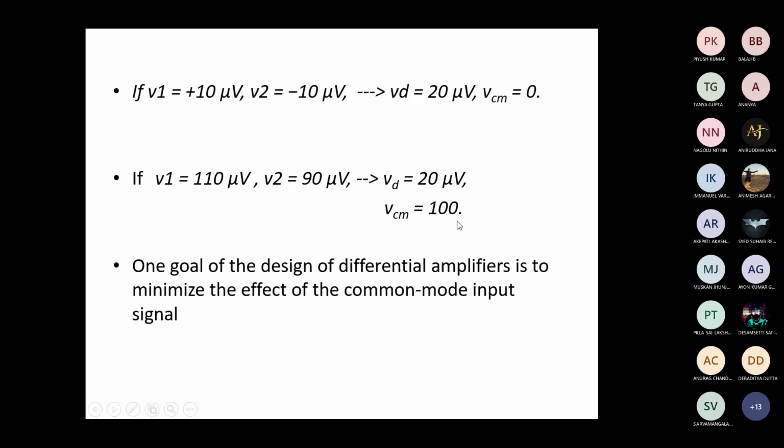Similarly, one goal of the design of differential amplifiers is to minimize the effect of the common mode input signal. So here, when we are taking the differential output, the effect of noise or any other common signal will be cancelled out. So we have to minimize the effect of the common mode input signal.